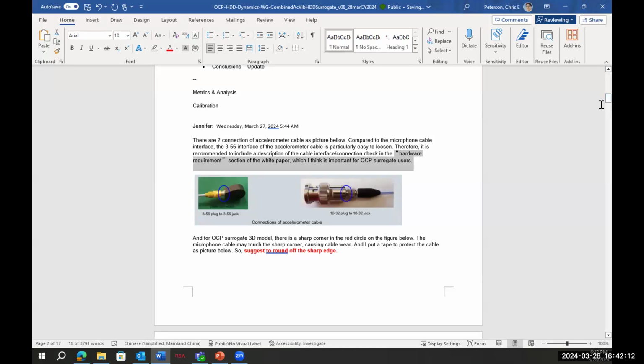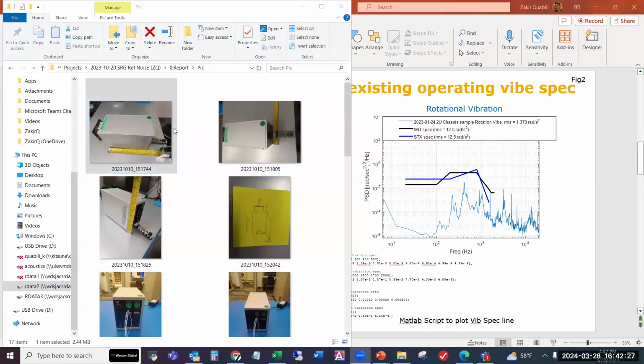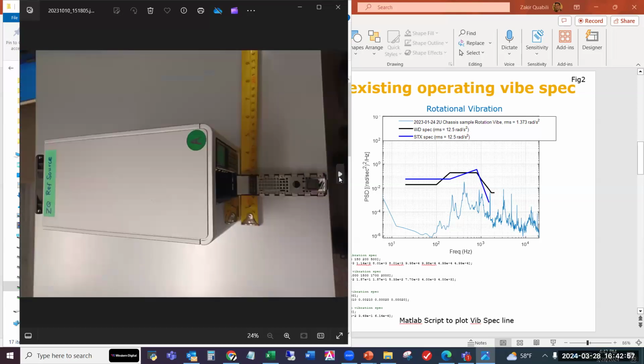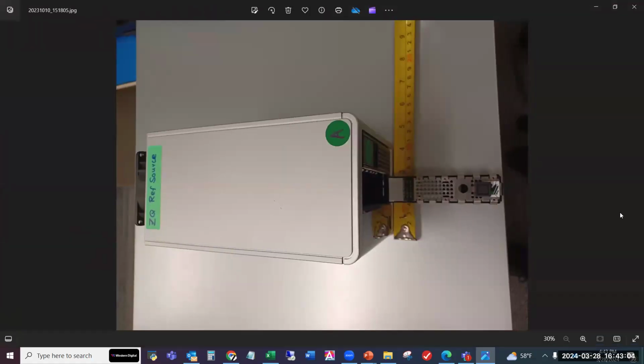Perfect. And to Bo's question, I can share one more item. This is one of the things I've been looking at. This is a NAS box, a WD NAS box, and I had put in a fan behind it, a normal chassis fan, to create some sort of reference source that can be moved around to see exactly what, like a round robin test. This could be the control box. Is that what you're thinking, Zakir?